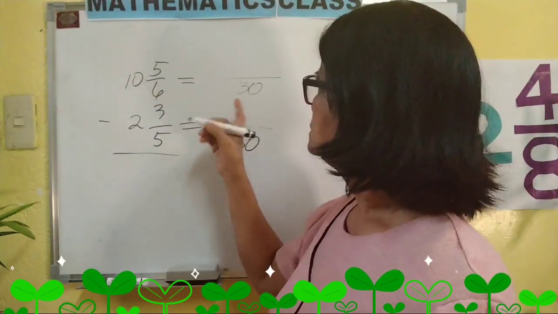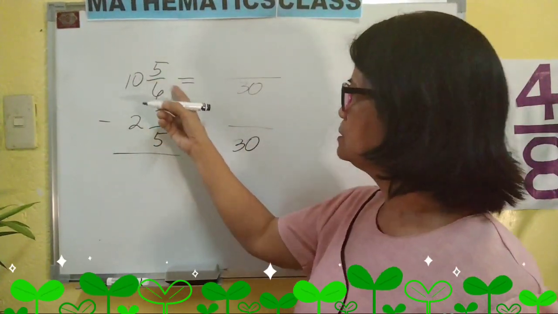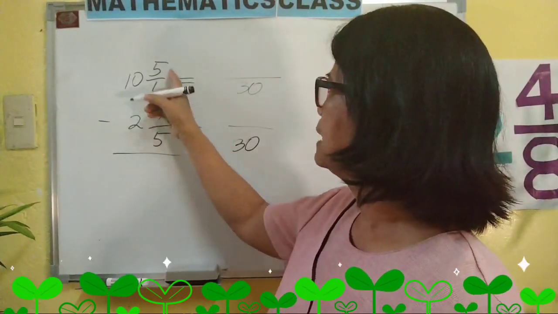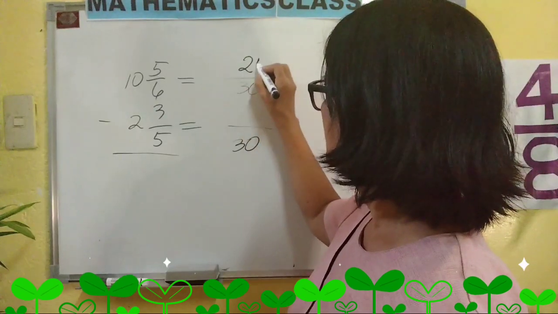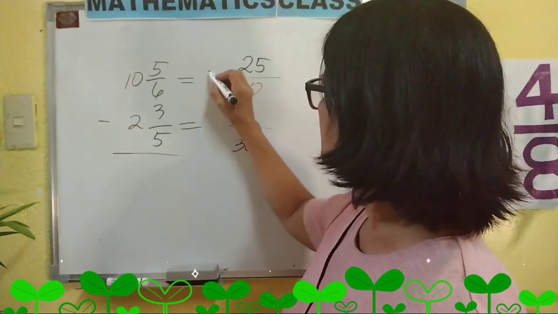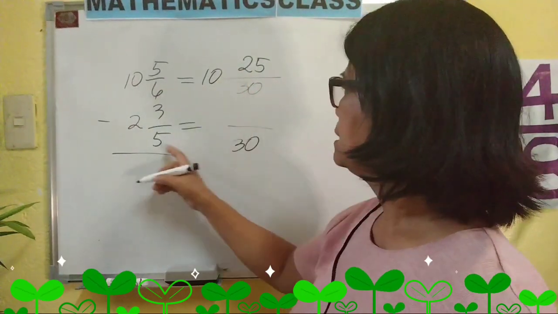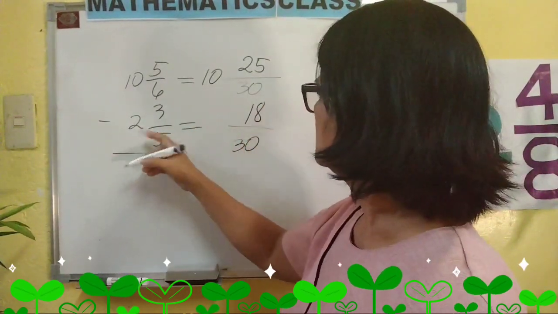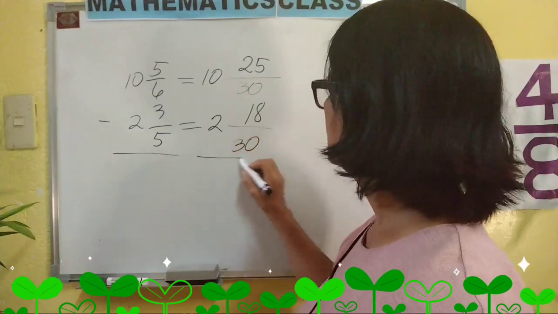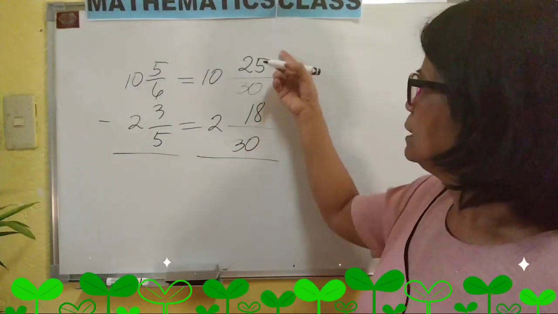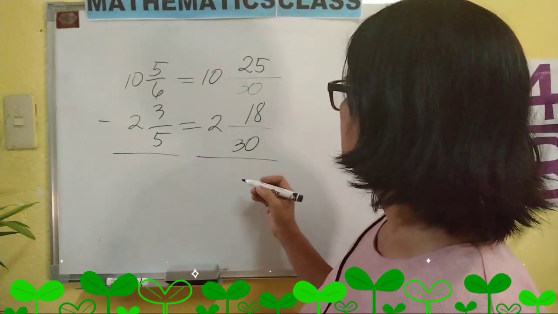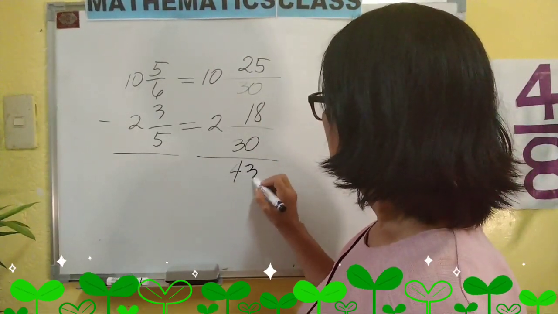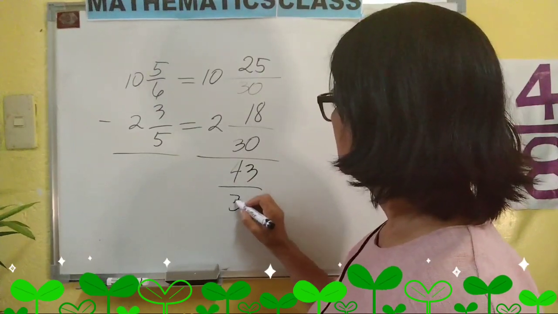And then, change this into similar fractions or equivalent fractions. 30 divided by 6 equals 5 times 5 is 25. Then, write the whole number. 30 divided by 5 equals 6 times 3 equals 18. Write also the whole number of 2. And then add. 25 plus 18 equals 43. Write the common denominator of 30.